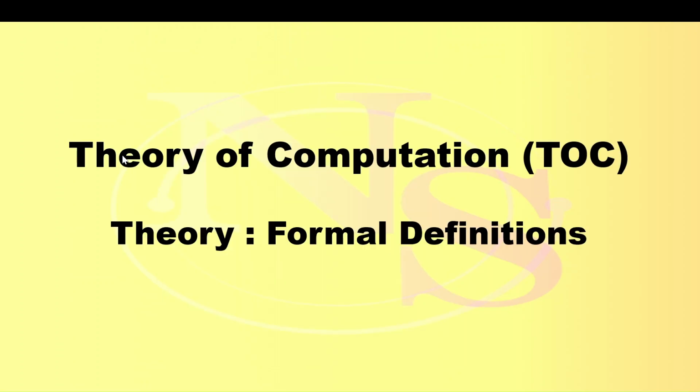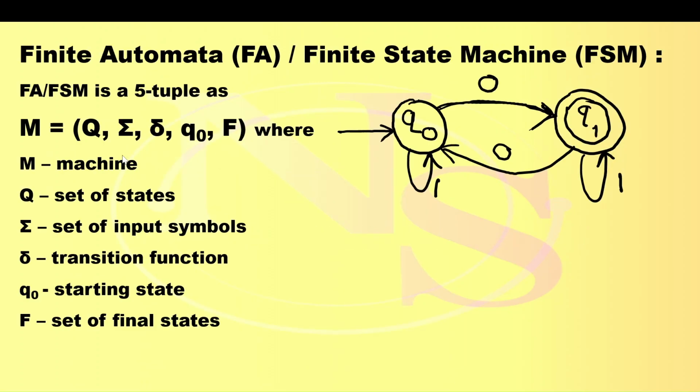Hi everyone, let's understand some formal definitions of automata. Here we will be defining the formal definition of finite automata. A finite automata or finite state machine is a five-tuple, which means that this kind of machine consists of five entities.